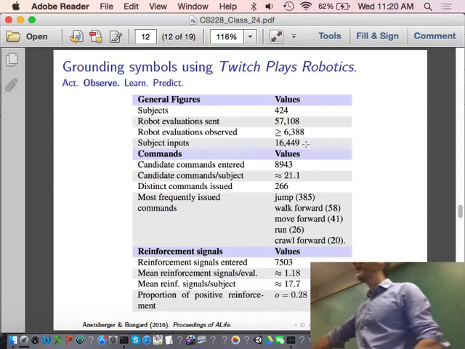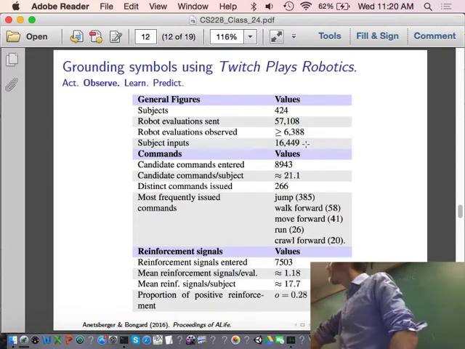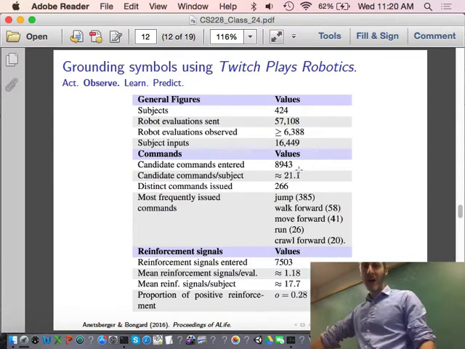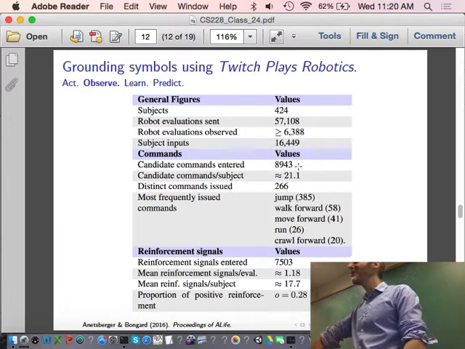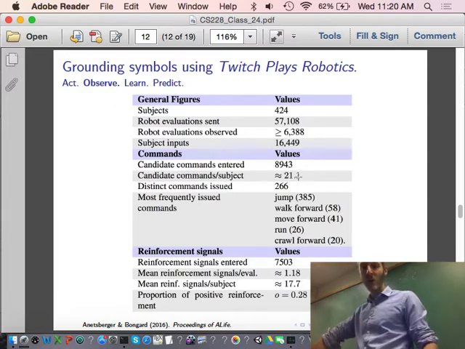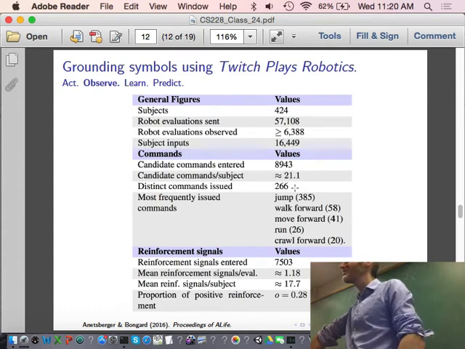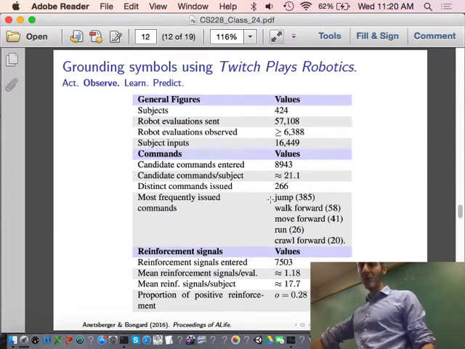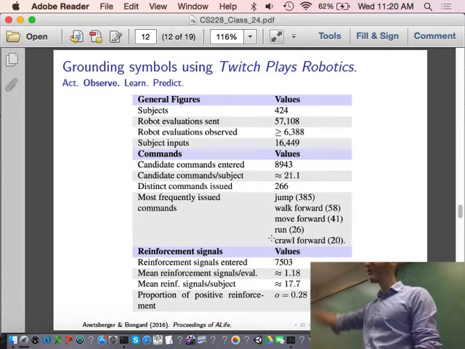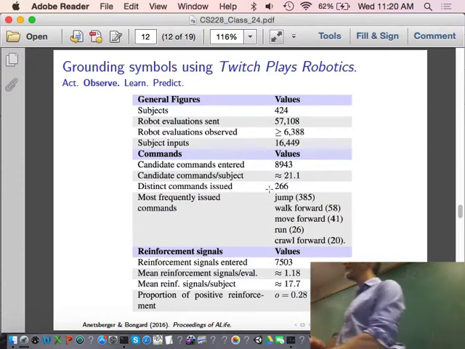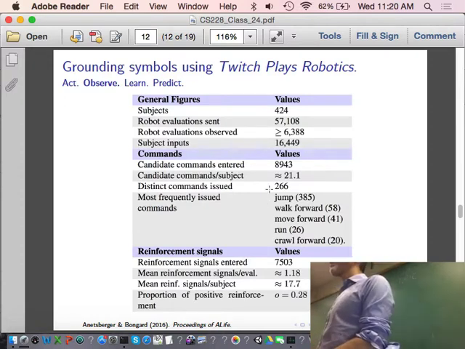I mentioned that we tried to keep this open-ended, so we didn't tell the crowd what to try and teach the robot. The crowd typed in almost 9,000 commands in total, and among that set there were 266 distinct commands. The most common one was jump, which was typed in 385 times, followed by walk forward, move forward, run, and then crawl forward. Those were the top 5, but there were a total of 266. What other words do you think appeared in the rest of this list?